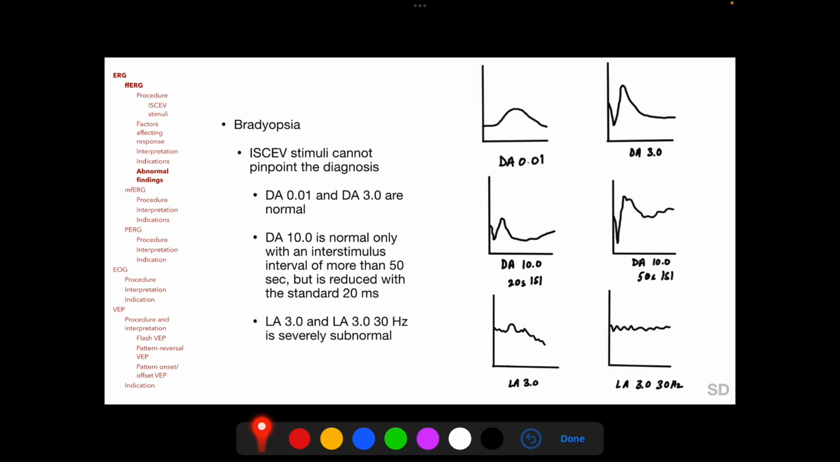In the third retinal disorder, called bradyopsia, in which ERG is pathognomonic, patients take a long time to adjust to a bright environment from a dark environment, and in these patients the responses to dark adapted 0.01 and dark adapted 3.0 stimulus are normal. But the response to dark adapted 10.0 stimulus is normal only when the interstimulus interval is more than 50 seconds, but is reduced with the standard 20-second interstimulus interval used for dark adapted 10.0 stimulation. And the responses to light adapted 3.0 and photopic flicker stimulation are severely abnormal.